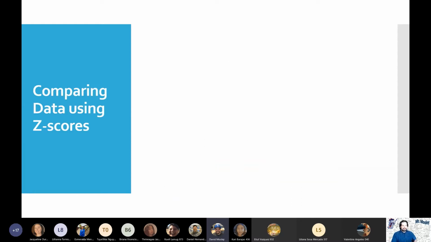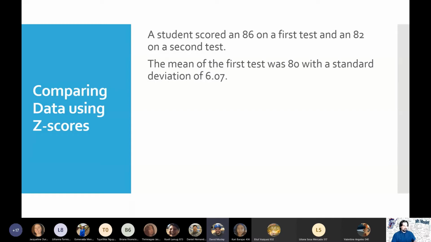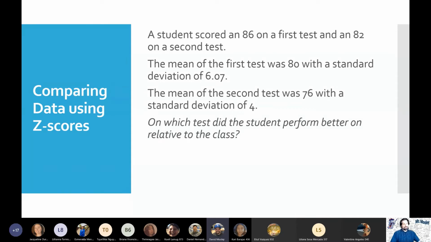So then we can compare data using z-scores. This is one of the advantages of a z-score. In our scenario here, we have a student who scored an 86 on a first test and an 82 on a second test. The mean of the first test was 80 with a standard deviation of 6.07. The mean of the second test was 76 with a standard deviation of 4. We want to answer the question: on which test did the student perform better relative to the class?